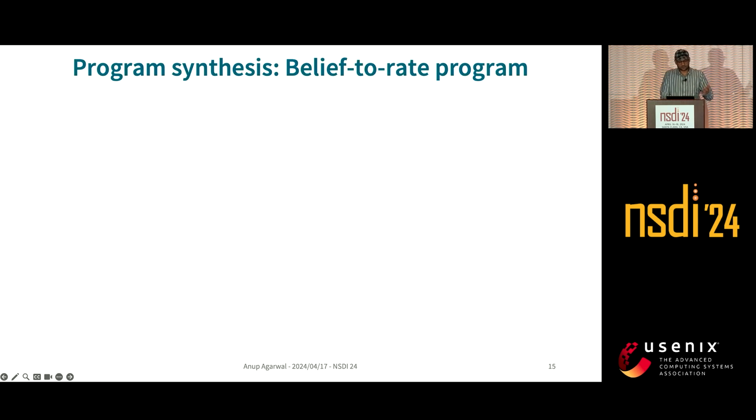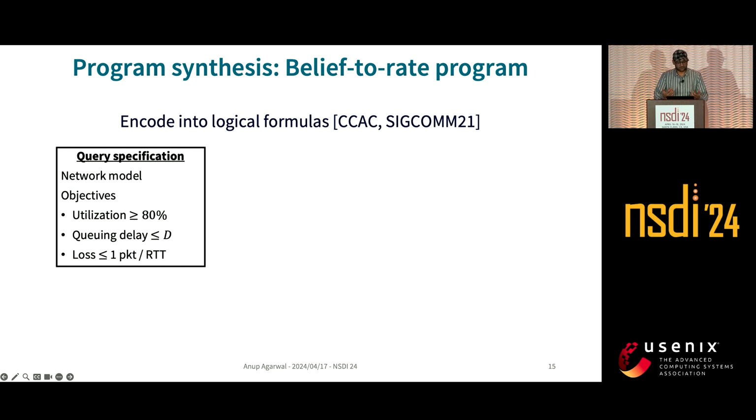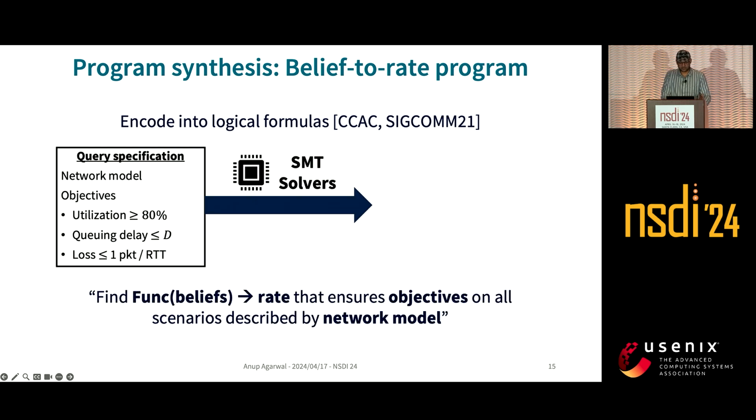So we use techniques from prior work to encode the network model into logical formulas, and we do the same for objectives like utilization, delay, convergence time, and so on. Then we use SMT solvers to symbolically explore congestion control algorithm executions under the network model to figure out what mapping from this belief set to rate can ensure our objectives on all behaviors expressed by the network model.